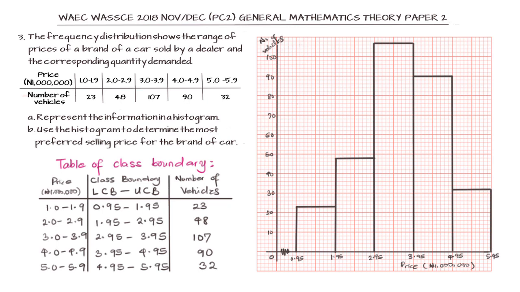Now, we are asked to use this histogram to determine the most preferred selling price for the brand of car. To do this, we look at the highest bar, and then we cross from this highest bar. What we are going to do is that we cross from the two entries to the left and to the right of it, as being shown.